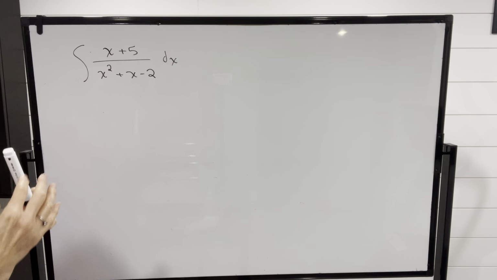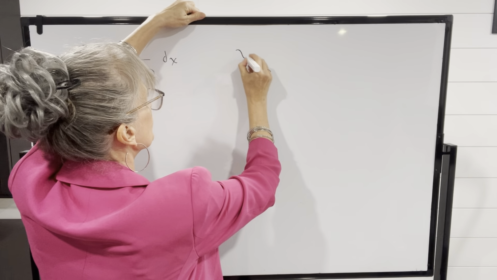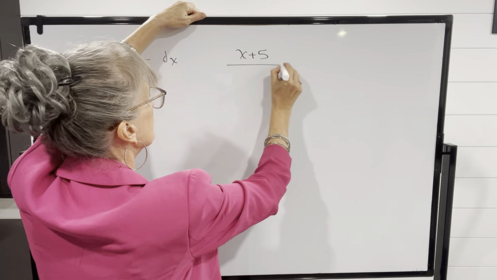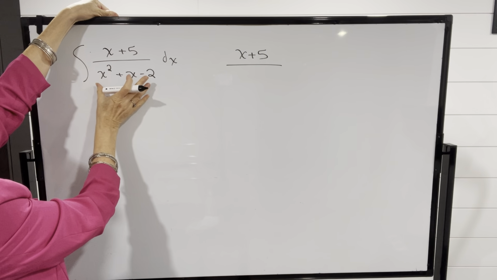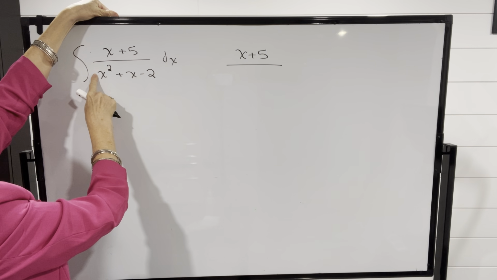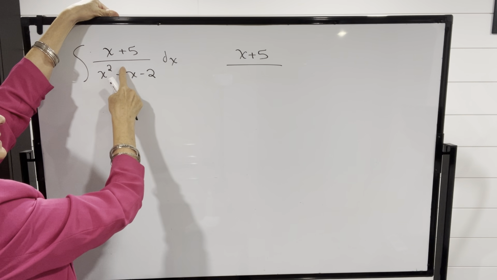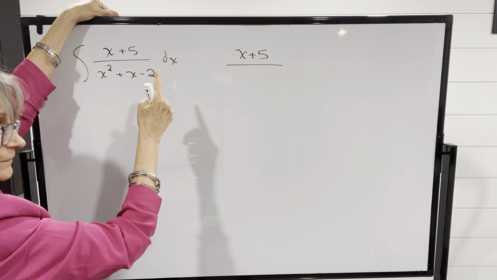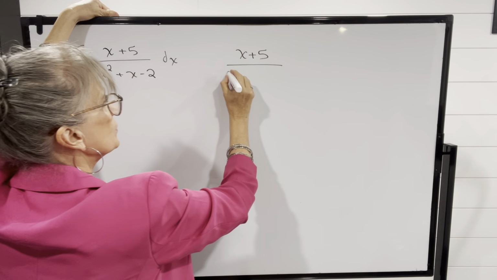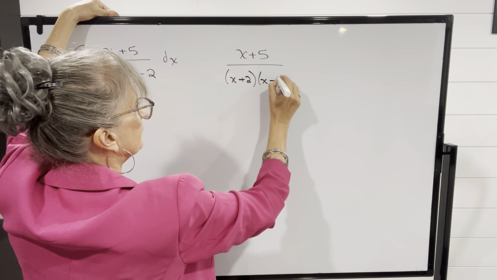So let's not worry about the integration at this point. Let's just worry about this fraction. And I'm going to factor the denominator. It's a trinomial with a leading coefficient of 1. So I'm looking for two numbers whose product is negative 2, sum is a positive 1. Those two numbers are positive 2 and negative 1. So my factors are going to be x plus 2 and x minus 1.